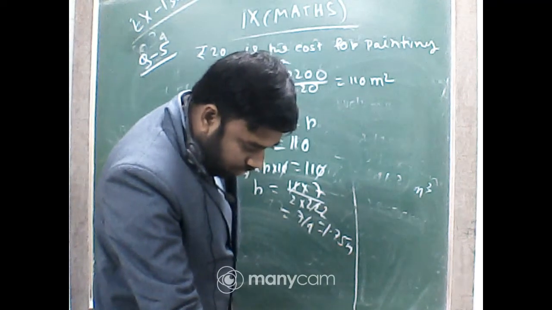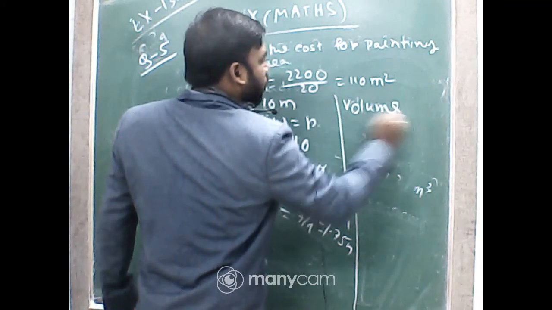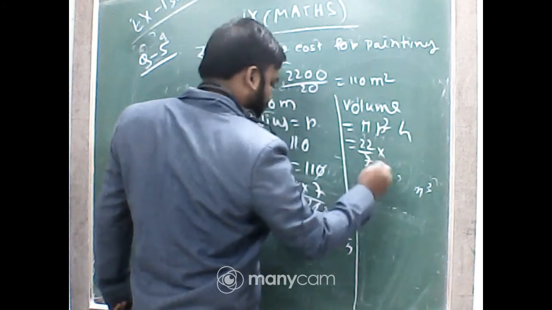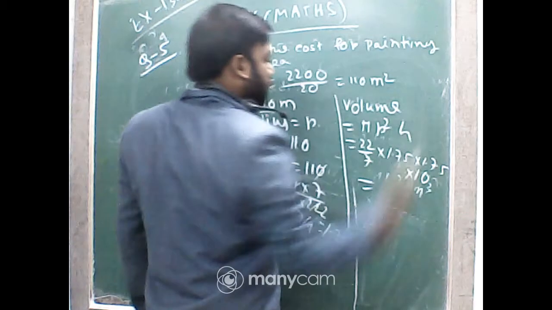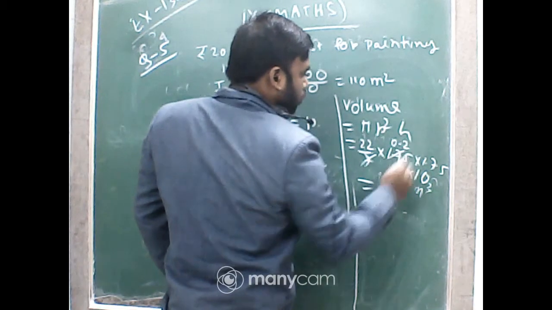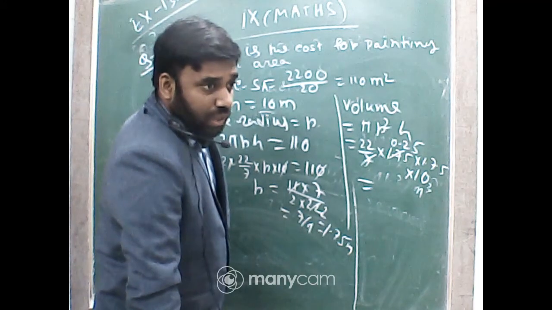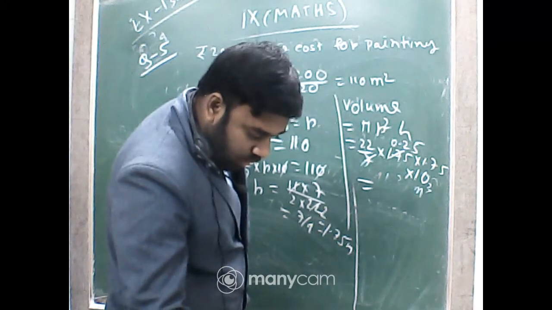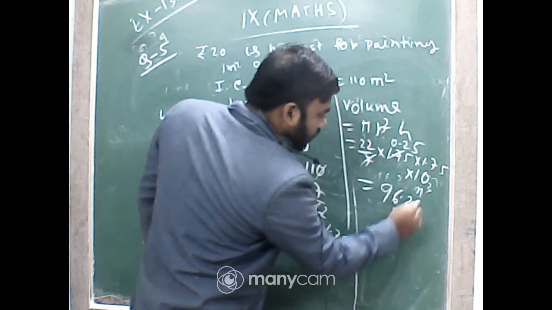So what will be the volume? Volume equals pi r square h. Pi means 22 by 7, r means 1.75 into 1.75, and h means 10. Calculate it quickly: 22 into 0.25 into 1.75 into 10. What will be the value? For time saving, I am giving here that it equals 96.25 meter cube.